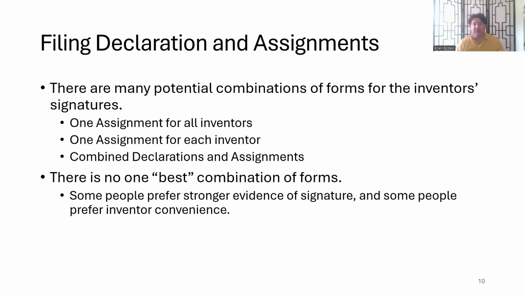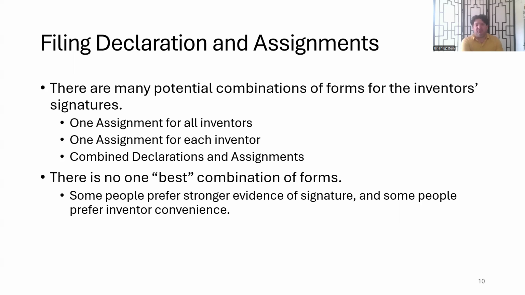So there's a lot of different ways, right? You can have one assignment that has a signature block for each inventor. So if there's four inventors, there's one form with four different lines to be completed. Sometimes people prefer doing one assignment for each inventor. So there's four different assignments in that case. Some people like separate declarations and assignments. The declarations typically use a USPTO form in that case. The assignments are typically drafted by the patent attorney.